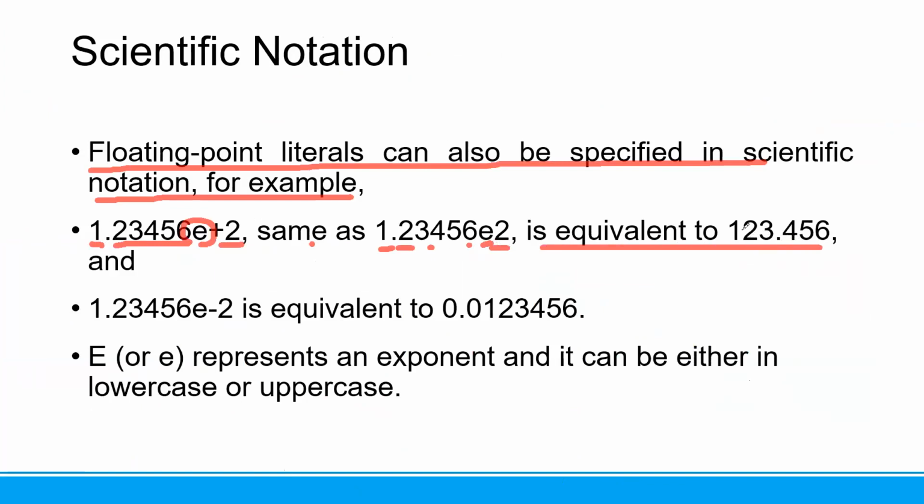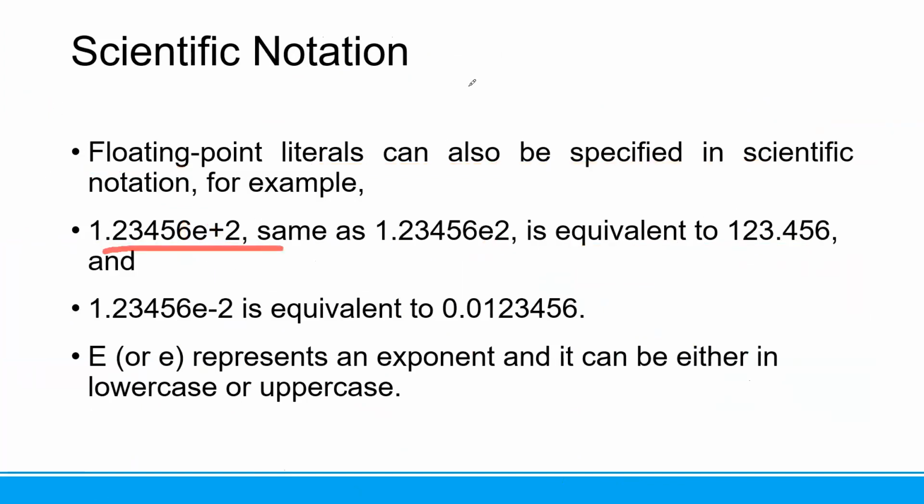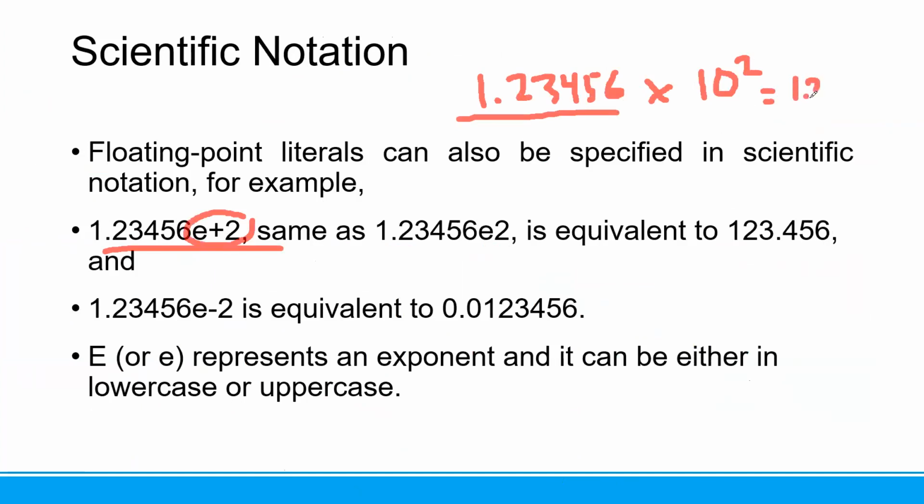Can you understand? So the number here is 1.23456 multiplied by 10 to the power of 2. So the E plus 2 means this is 10 to the power of 2. 10 to the power of 2 equals 100. Then this number, if it is multiplied with 100, becomes 123.456. Okay.